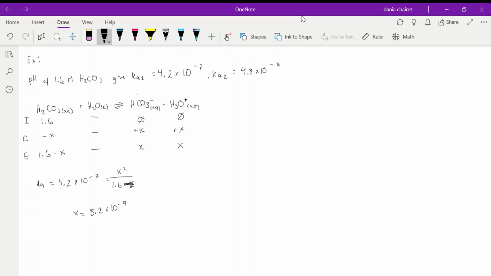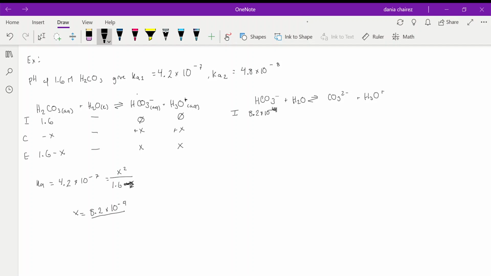So then we basically solved for our HCO3 as well as our H3O plus here. But we're not done yet because now we have to remove this next hydrogen. So then we carry on to our next step, which is HCO3 minus plus H2O, still a weak acid, yields CO3 2 minus plus H3O plus, and our initial now is going to be 8.2 times 10 to the negative 4.